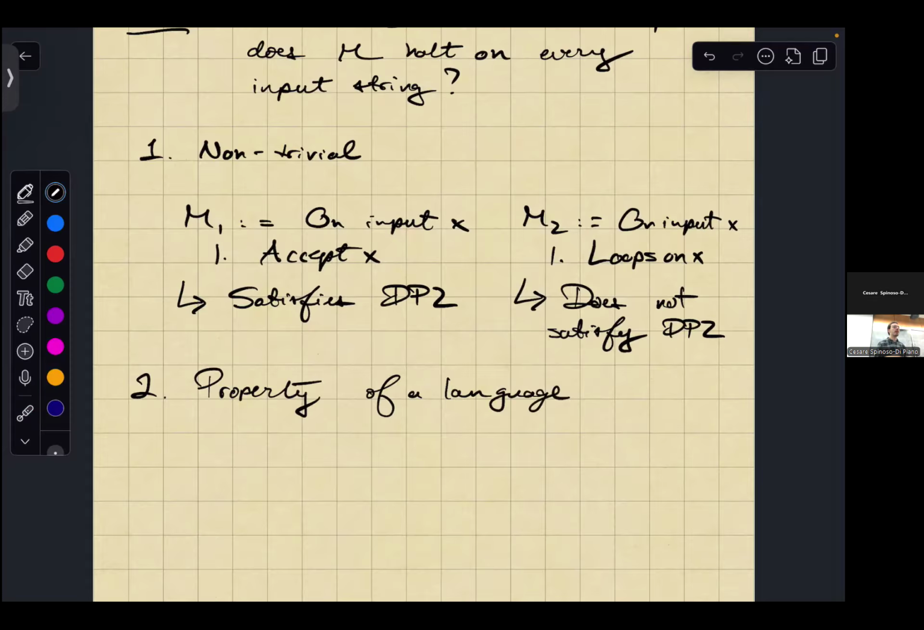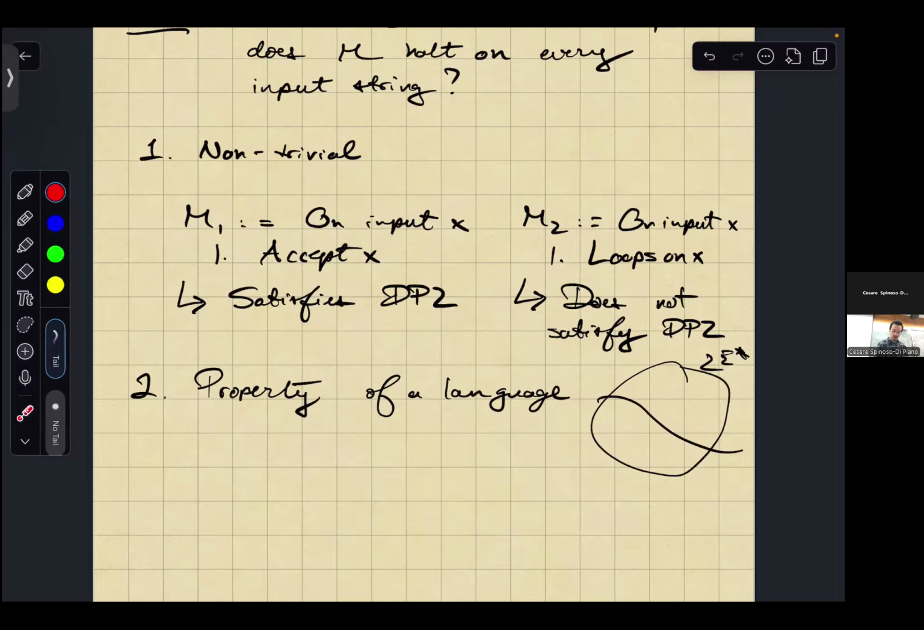And so remember how I defined properties of languages. I said, you have the set of all languages, right? And then a property of a language is a partition, right? And so saying that it's a non-trivial property just means that this guy contains at least one language, and this guy contains at least one language, right? So that was the point of saying it's non-trivial.